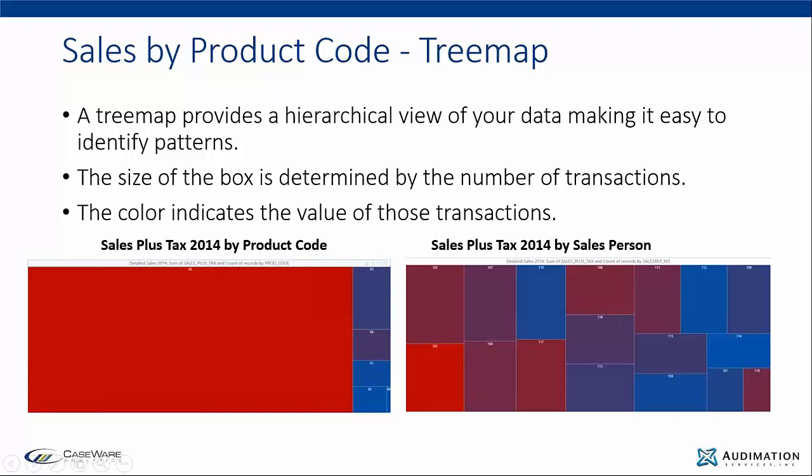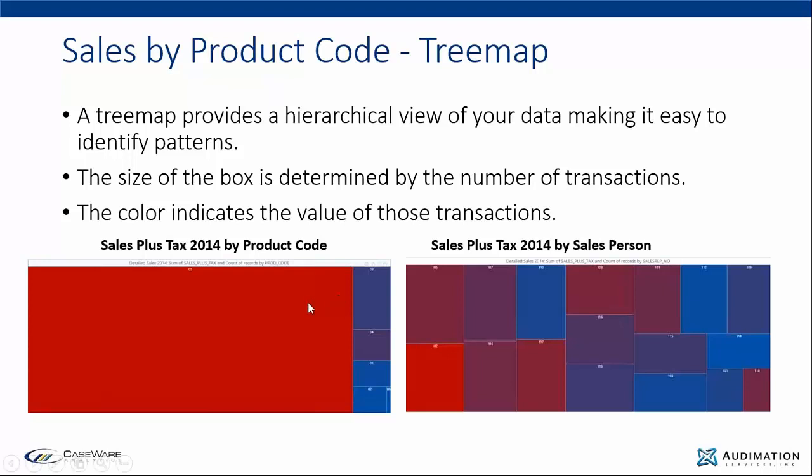With Treemaps, they basically provide a hierarchical view of your information that makes it possible to identify patterns. Looking at this tree map, we see a lot of boxes in different sizes and colors that are, in this case, red, blue, and purple. The size of the box is determined by the number of transactions, and the color indicates the value of those transactions. So red, this big red box, would be high value in proportion to its size, and blue would be low value in proportion to its size.